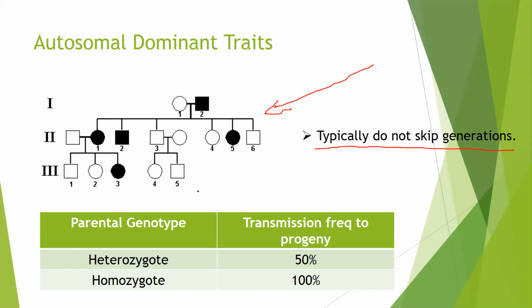So if one parent has the homozygous genotype for this trait, then all of the progeny, all of the kids from this parent, 100% will carry this disease or this dominant trait. If the parent is heterozygous, then each child of this parent will have a 50% chance to have this disease. Right?